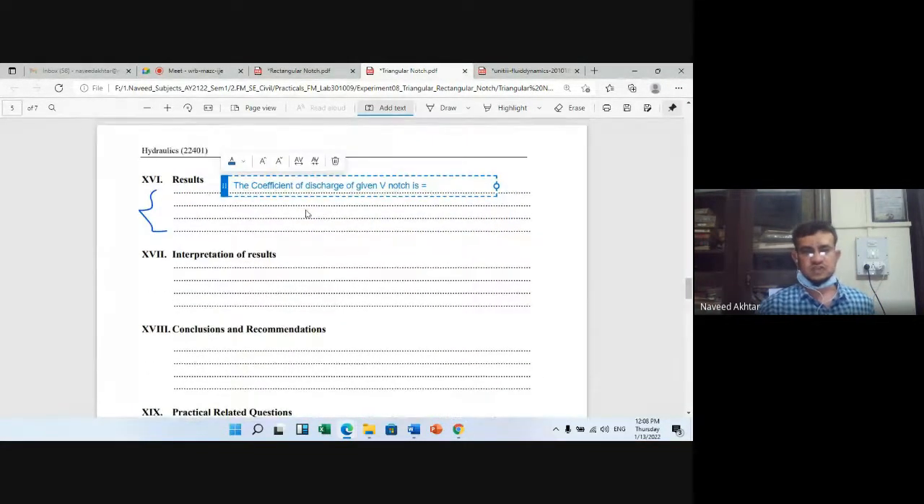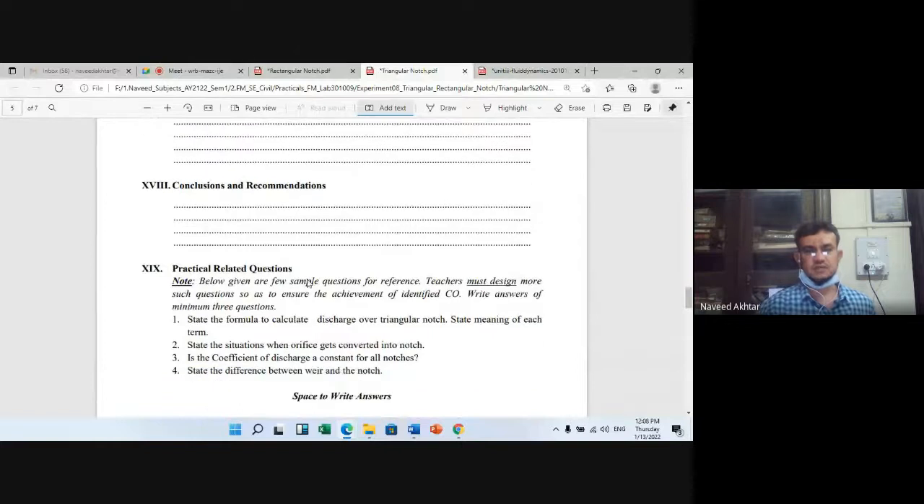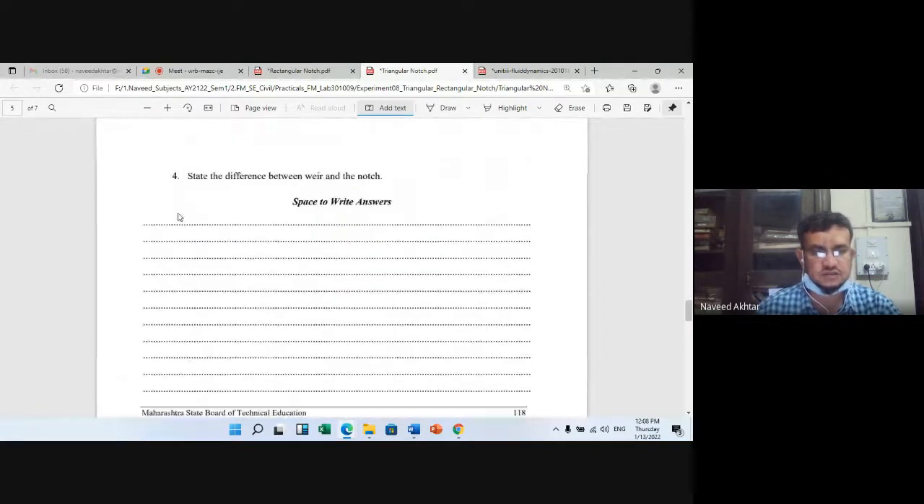If the coefficient of discharge is near 0.6, you can say that it is nearby 0.6, and you can recommend this type of notch for practical use. Okay, that is nothing but the calibration. Then this question and answer you can write down by typing.